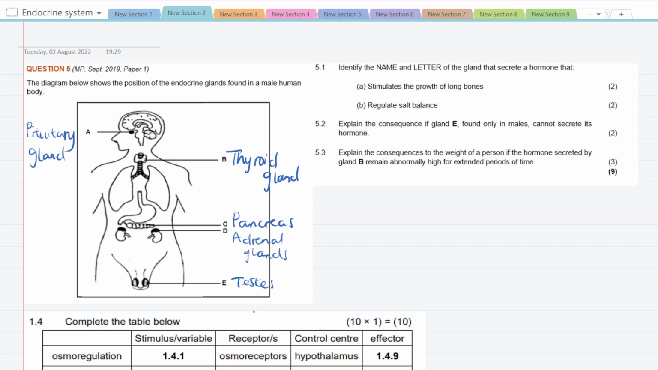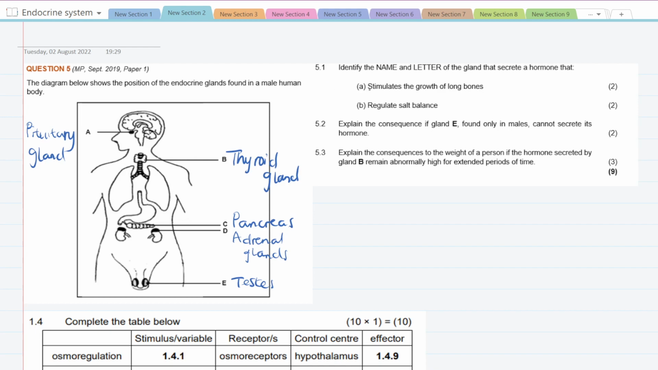So testes are basically endocrine glands because they secrete testosterone. Even though they may have said these are target organs for secondary male characteristics, just remember that it is also an endocrine gland because it secretes testosterone.